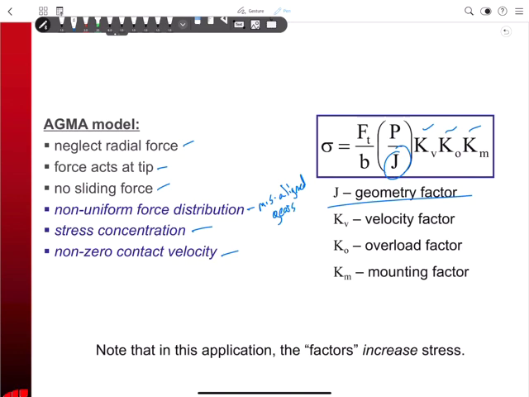All right. So it's important to note that these factors increase the stress. Other times we've used factors that decrease the fatigue strength or the endurance strength. In this case, we're going to say these factors increase the stress. It's very, very important to look at this and say, what do these factors do? J, in this case, reduces stress. A bigger face width, a really long gear, of course that reduces stress. More tangential force, of course that increases stress. But this is new here. These guys also increase the stress. All right.